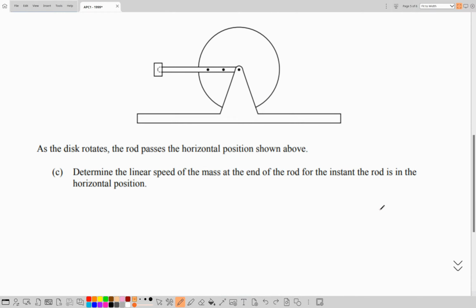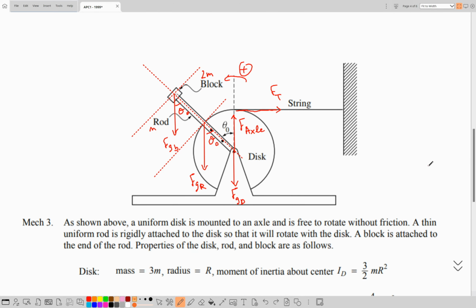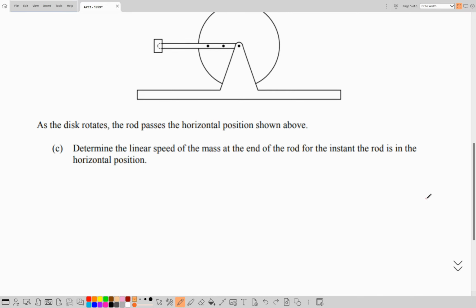Now part C, which is the last part in this exercise: as the disk rotates, the rod passes through the horizontal position shown above. We need to determine the linear speed of the mass at the end of the rod for the instant the rod is in the horizontal position. So basically what's happening here is that when the string is cut, the rod will rotate to occupy the horizontal position. We're interested in determining the linear speed of this rod.